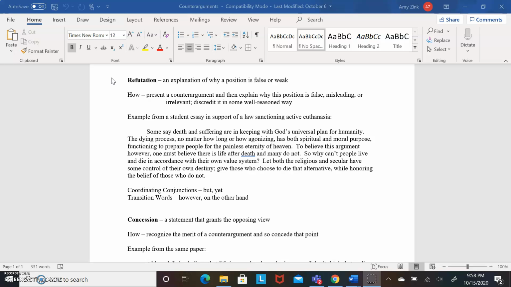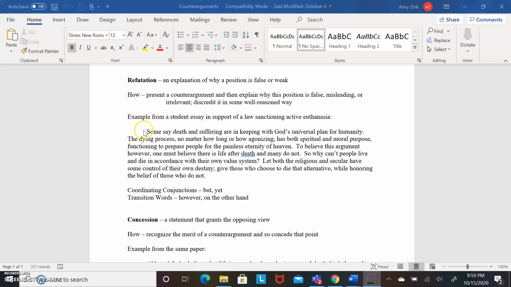An example from this essay that a student wrote supporting active euthanasia, which is if somebody is terminally ill, active euthanasia is when they're able to end their life early so they don't have to suffer with whatever illness they have. If we look at how they structured this, we start off with, "Some say death and suffering are in keeping with God's universal plan for humanity. The dying process, no matter how long or how agonizing, has both spiritual and moral purpose, functioning to prepare people for this painless eternity of heaven." So this first part is the other argument.